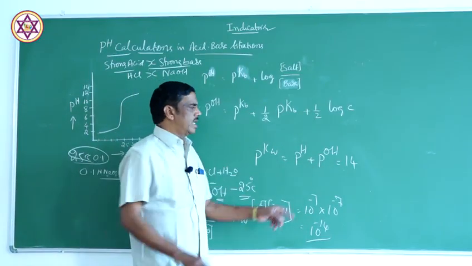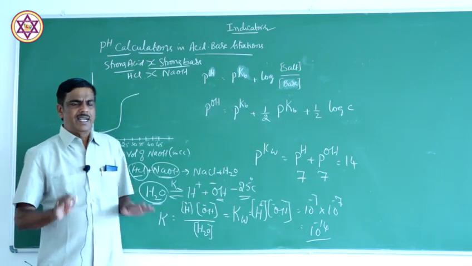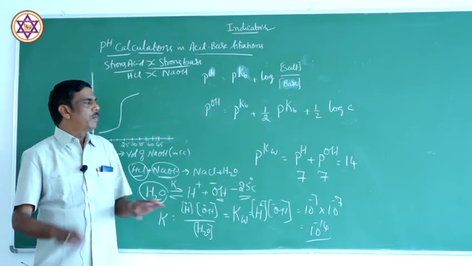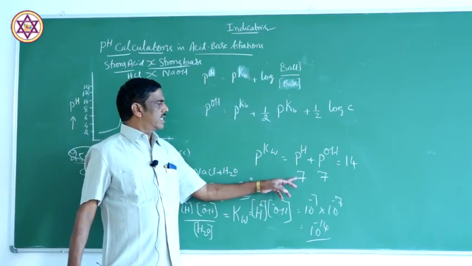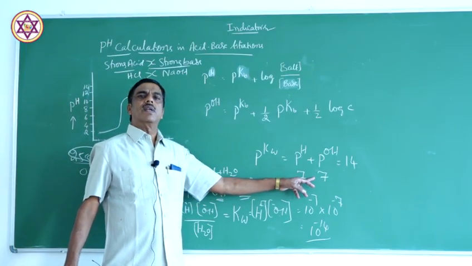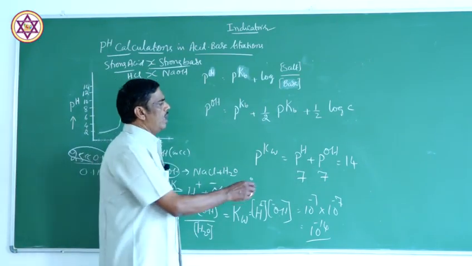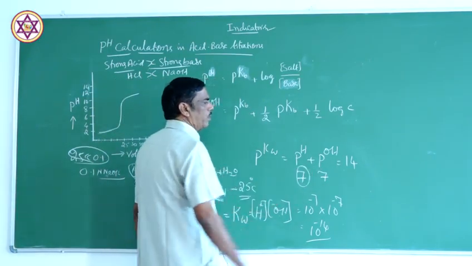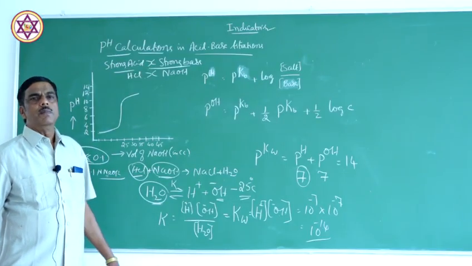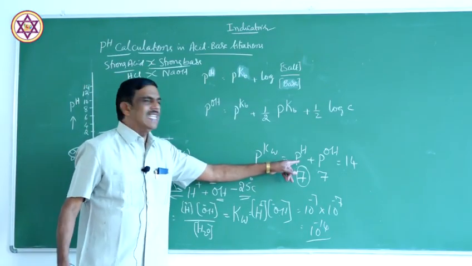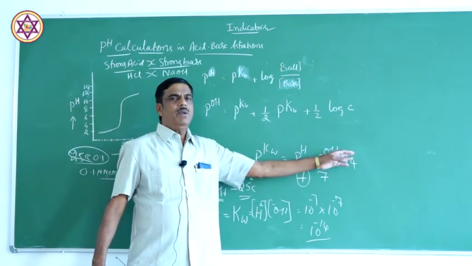pH and pOH are nothing but pH 7 and pOH 7. Therefore at the neutral point, at the point of neutralization, pH is 7 and also pOH is 7. pH plus pOH is 14. If you know the value of pH, you can calculate the value of pOH, or if you know the value of pOH, you can calculate the value of pH. Suppose the pH value is 6, pOH is equal to 14 minus 6, that is 8. pOH is 8.